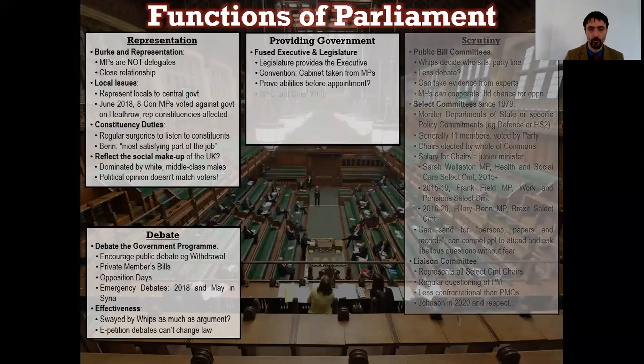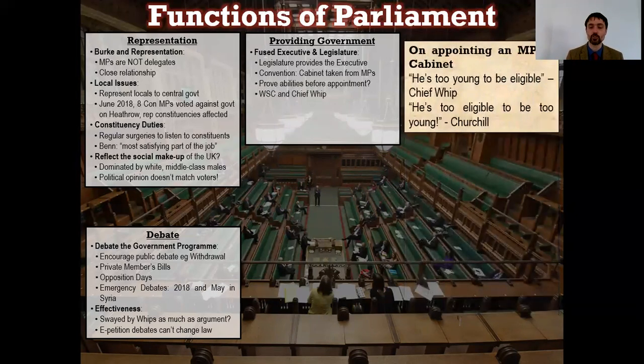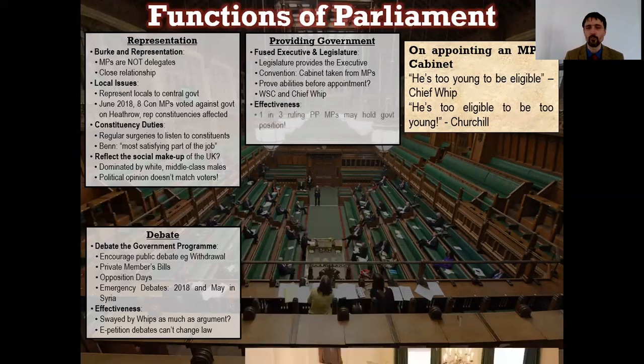In theory. The question mark's there because it's only in theory. So, for example, you've got Churchill on appointing an MP to cabinet who was told by the chief whip he's too young to be eligible to cabinet, to which Churchill responded in pure Churchillian fashion, he's too eligible to be too young. In other words, they were too good at their job. Of course, they'd be invited into cabinet. How effective is this in reality?